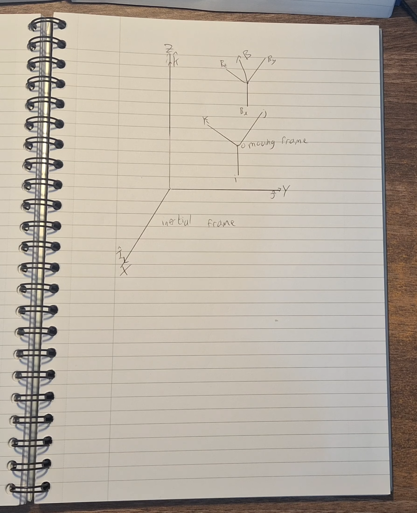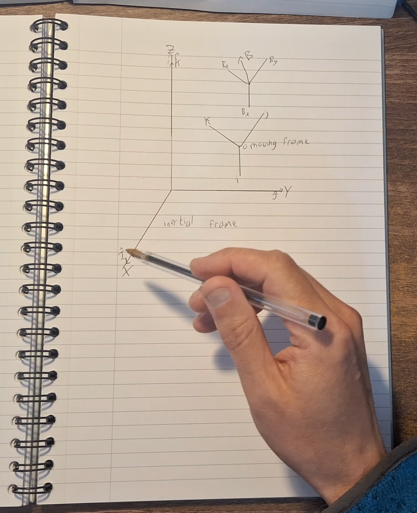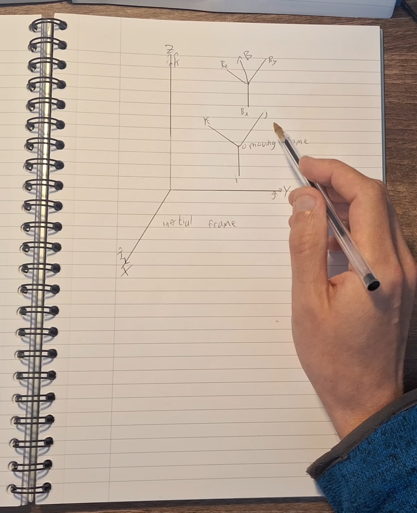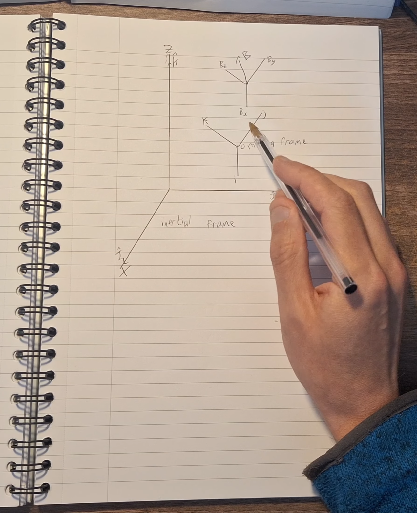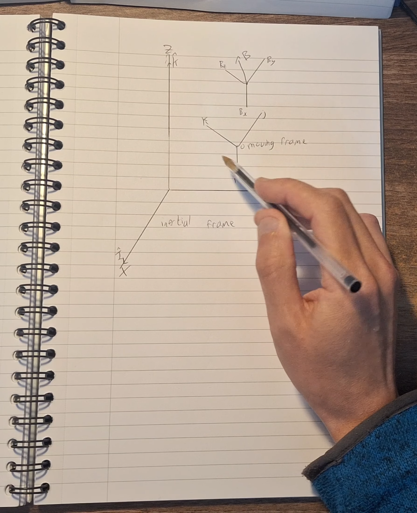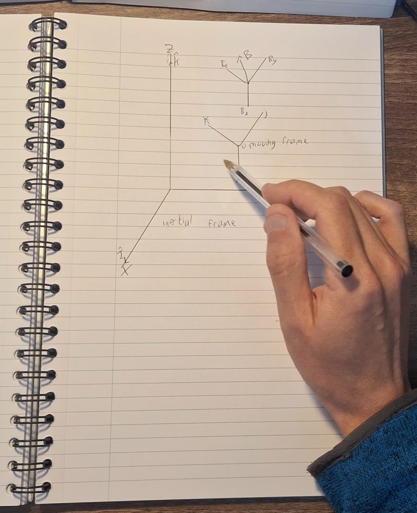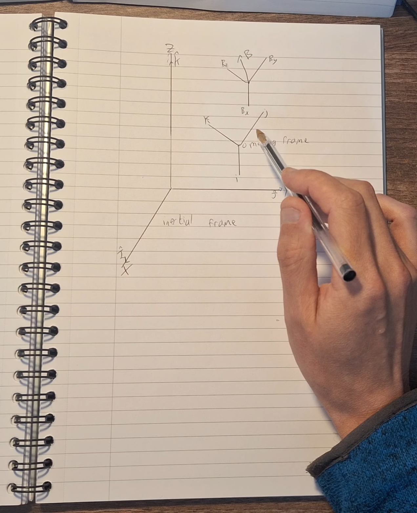So what I have in front of me here is an inertial frame Z, Y, X with axes capital K, J, and I. Within that frame there is a moving frame, which is lowercase x, y, z with lowercase i, j, k. Attached to that moving frame there is a vector b that is moving arbitrarily, and the moving frame is rotating and moving arbitrarily as well. The inertial frame does not move.